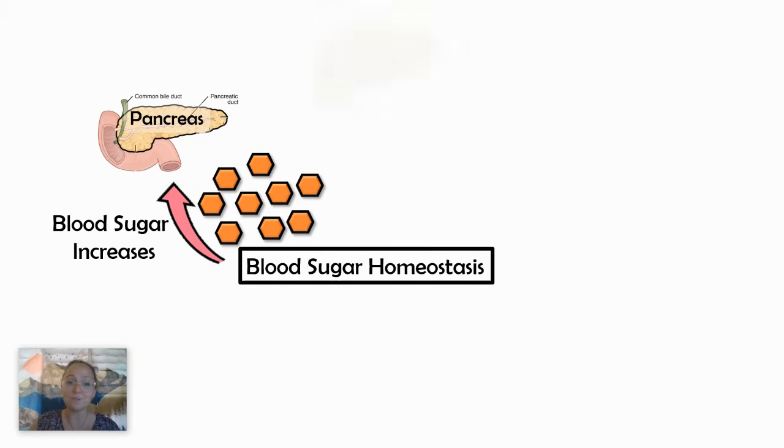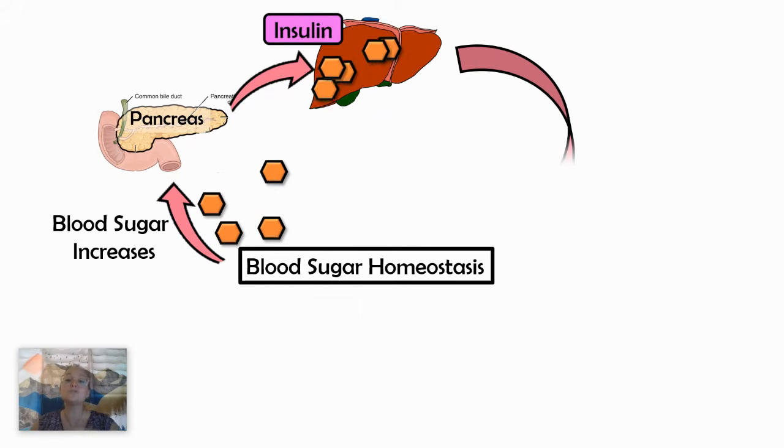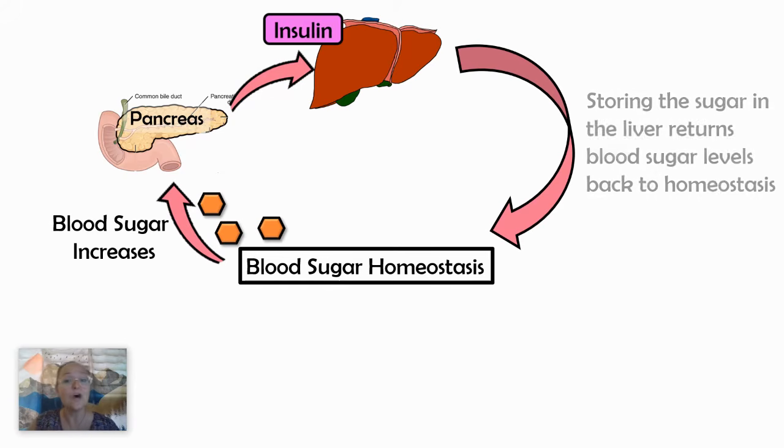In response, our pancreas is going to send out the hormone insulin into our bloodstream where it'll target our liver. And then our liver is going to store that extra blood sugar as a polysaccharide called glycogen, which will bring our blood sugar levels back to set point or to balance.